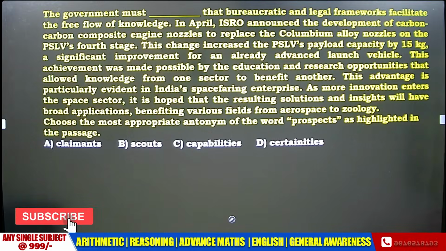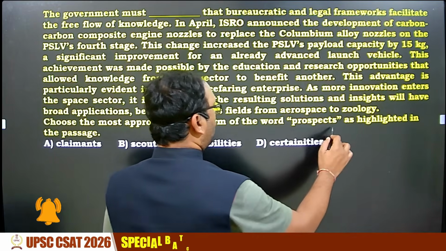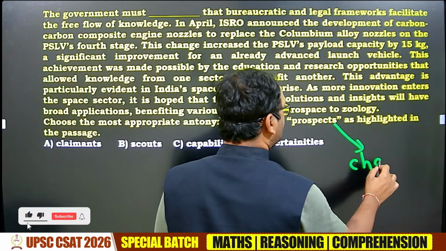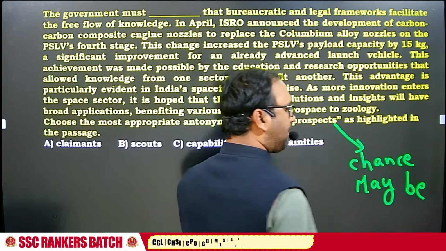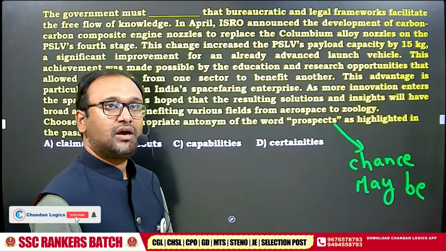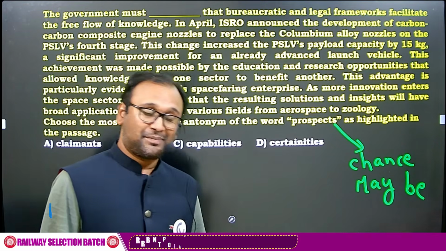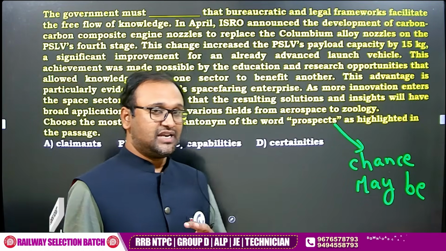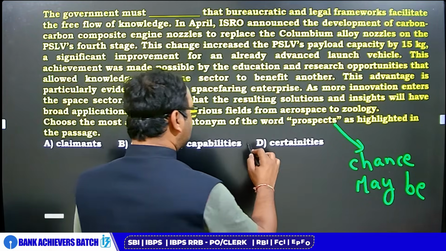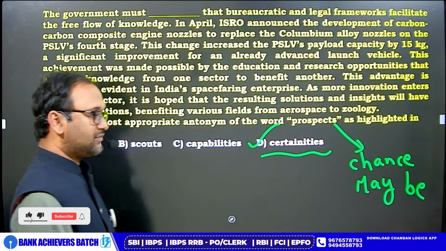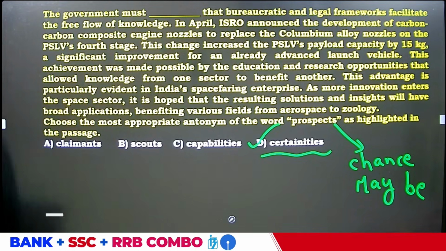Basically, when we talk about prospects, we talk about chances. What is the meaning of chance? Maybe. It may happen, it may not happen. Prospect means there is a little chance. What is the opposite of that? Guarantee. Certainty is the answer.